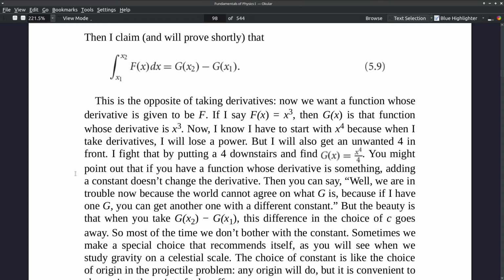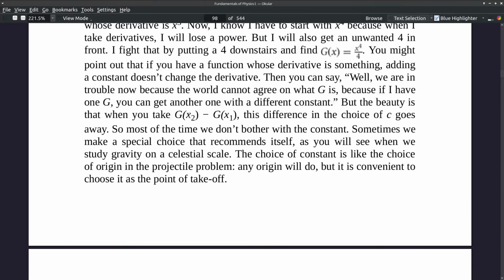You might point out that if you have a function whose derivative is something, adding a constant doesn't change the derivative. Then you can say, well, we are in trouble now because the world cannot agree on what G is. Because if I have one G, you can get another one with a different constant. But the beauty is that when you take Gx2 minus Gx1, this difference in the choice of C goes away. So most of the time we don't bother with the constant. Sometimes we make a special choice that recommends itself.